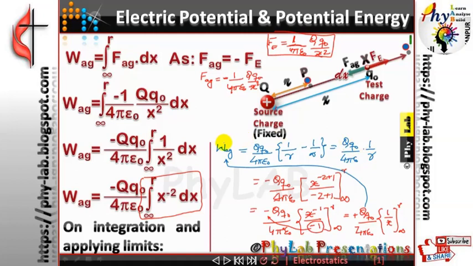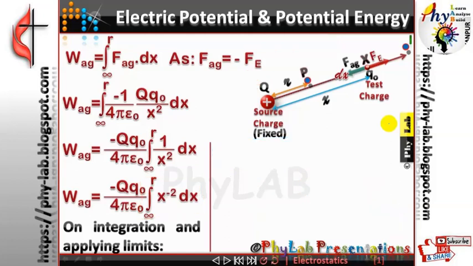Now this is the work done by the agent in bringing the charge from infinity to some point P in the electric field. So this happens to be my expression, 1 upon 4 pi epsilon naught q naught by r. Let me just rewrite this expression as 1 upon 4 pi epsilon naught q naught upon r.